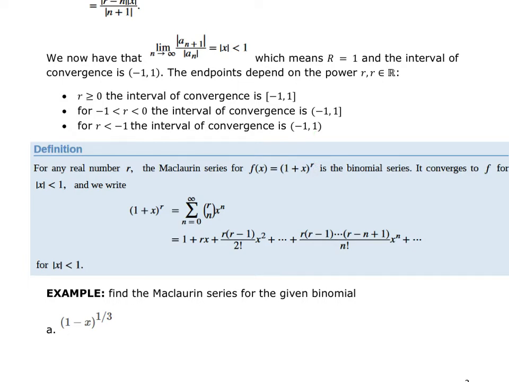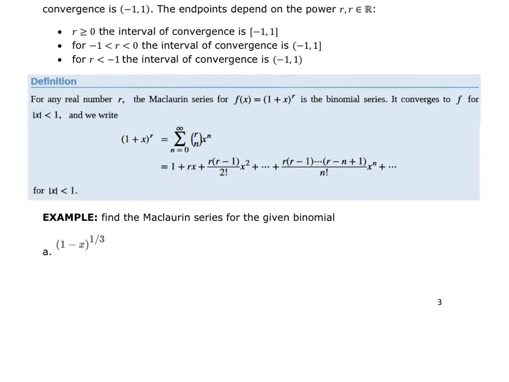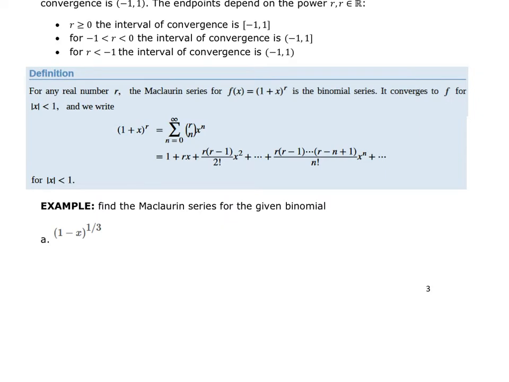So now we are going to formally define the Maclaurin series for finding 1 plus x raised to the r. This is going to be equal to the summation of n equals 0 to infinity of r choose n times x raised to the n. If we were to expand this out, we would have 1 plus r times x, plus r times r minus 1 divided by 2 factorial times x squared, and it would continue till we got to this number. It actually would continue beyond that, but we can focus in on this number.